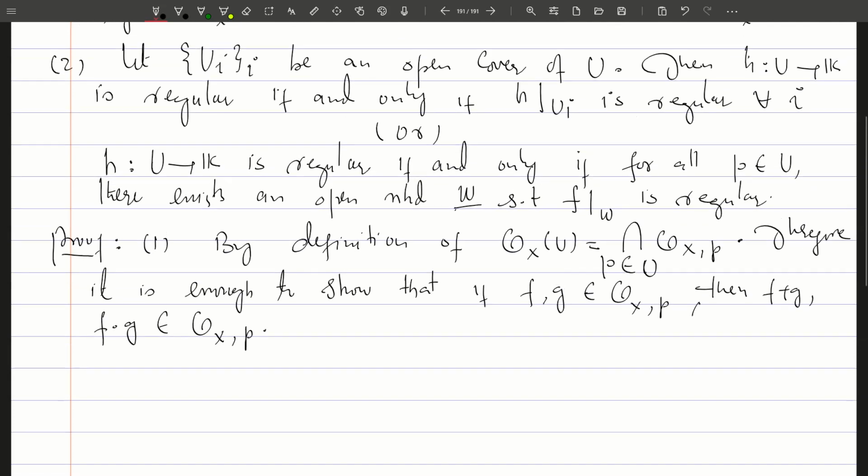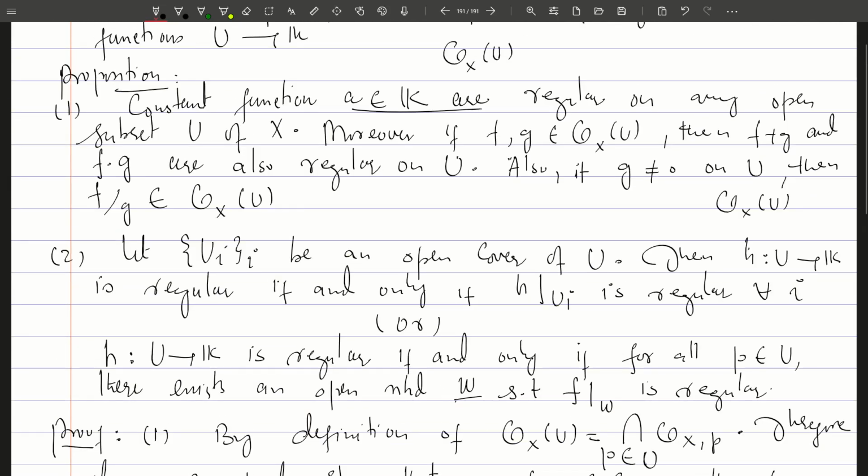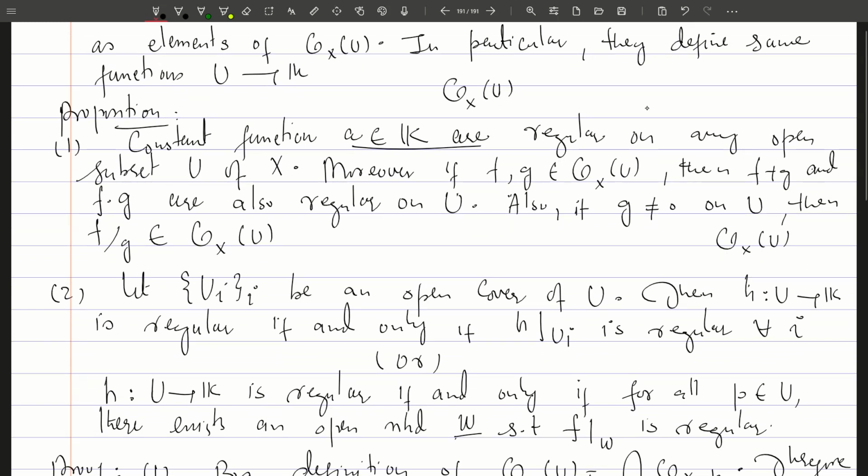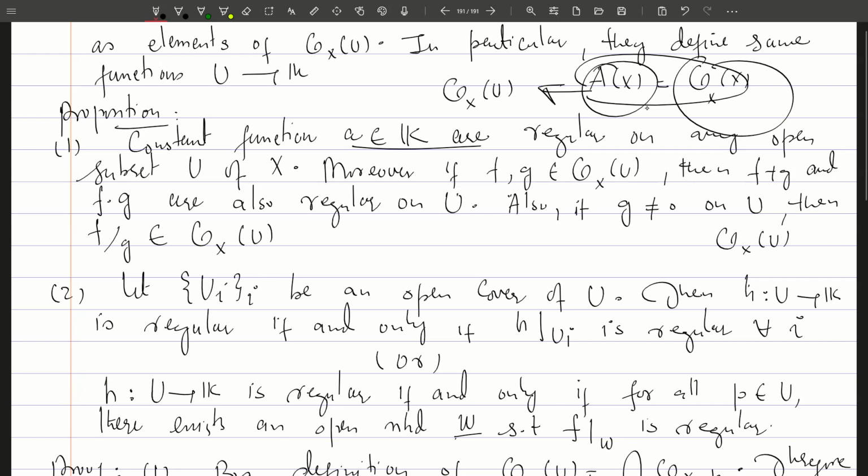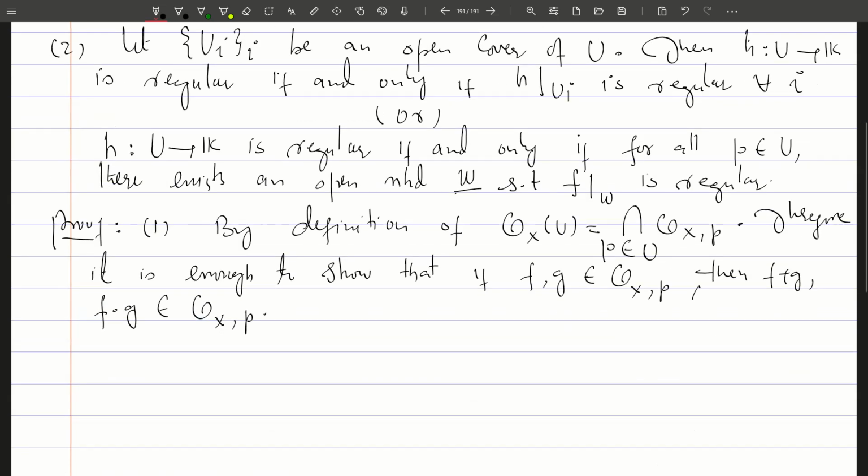So we skipped this part. We didn't prove here that the constants are regular functions, but we know that if I look at the coordinate ring AX, this is the local ring of X at X. Now this being a K algebra means that it contains K as a subring. That means all the constants are also elements of this set, so all the constants are regular functions. This is one way to prove the constants are regular functions.